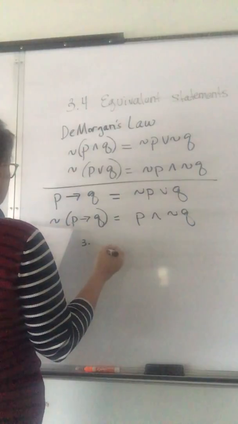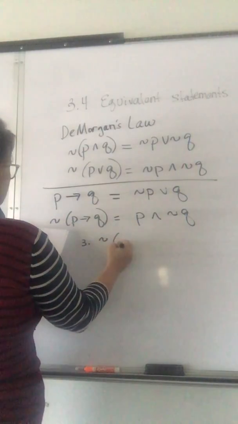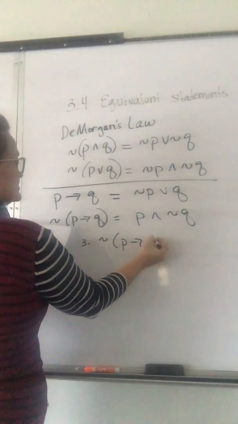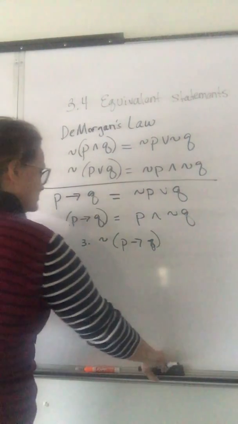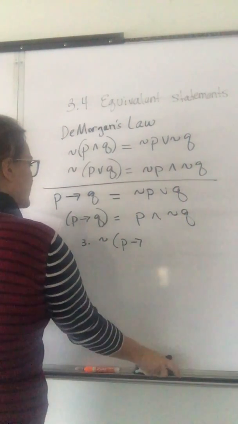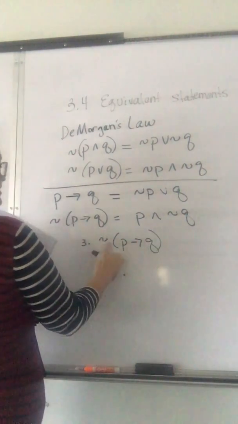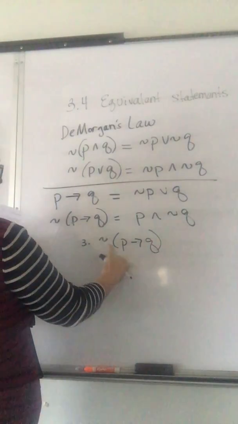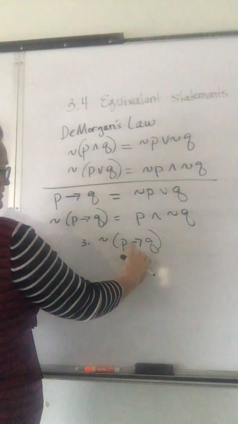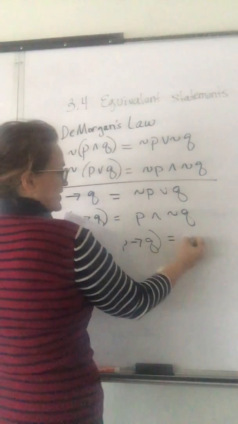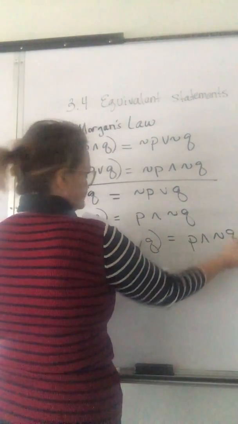All right, so you have an activity, number 3 and number 4. If you haven't done those, please pause the video and do so. The first one is just asking you to recognize that that's the one we just wrote down. That is this last rule. So not of the quantity if P then Q is the same thing as P and not Q.